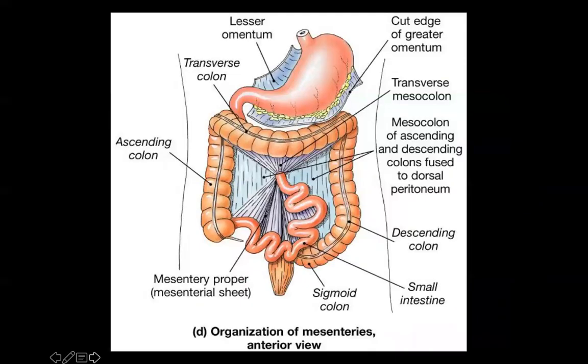Here's a view of some more of these mesenteries. So we can still see the lesser omentum securing that lesser curvature of the stomach. In this image, the liver has been removed. Here's the cut edge of the greater omentum hanging down from the greater curvature of the stomach. And then this mesentery proper, or mesentery of the small intestine, securing the small intestine, and the mesocolon, or the mesentery of the large intestine, securing the large intestine, or the colon.